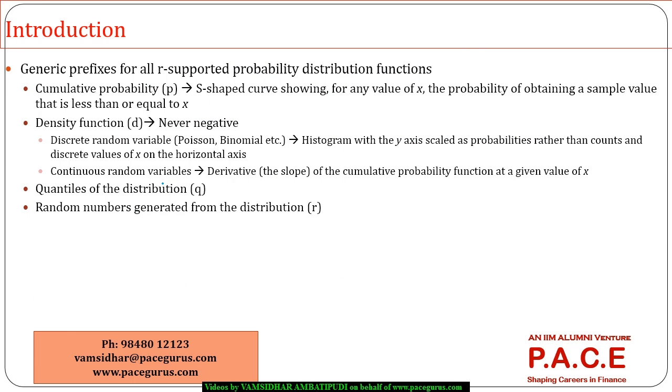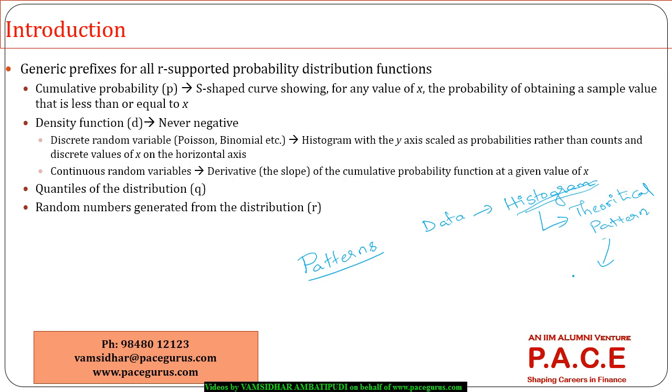A few important things. All these distributions are nothing but patterns of the data. I'm taking the data, I'm looking at a histogram of the data, and I'm seeing whether I can map this histogram to a particular theoretical pattern. And all these distributions are simply the theoretical patterns. So if I can more or less map the histogram of my data to a theoretical pattern, I can proceed for further analysis. I can draw a lot of inferences because theoretically I know a lot of things about that particular pattern.